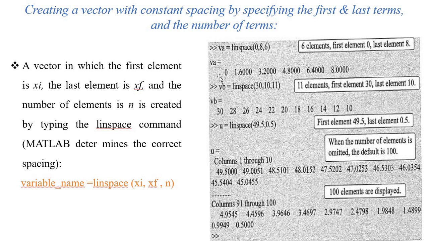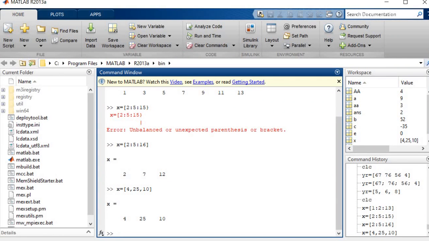Now we are going to see an example. VA is a variable. That variable is assigned as linspace of 0, 8, 6. 0 is the first number. 8 is the last number. From 0 to 8, we want 6 numbers. So that is the form of linspace. So now we are going to see this. Already we worked on some other things, so we clear this one.